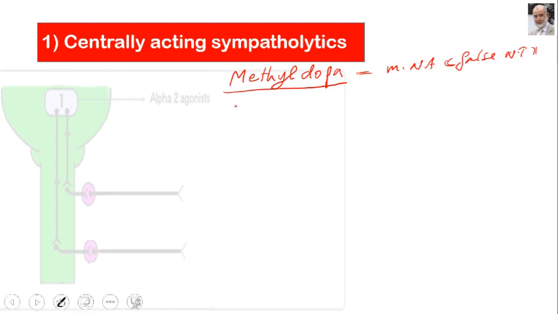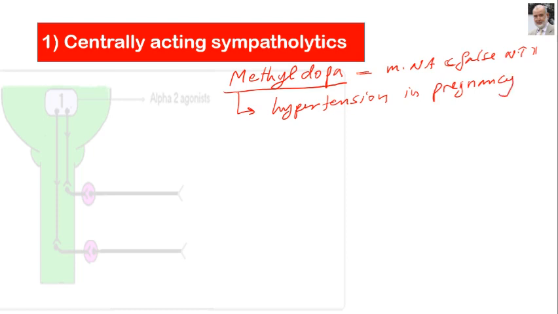Methyldopa is only indicated in the treatment of hypertension in pregnancy, either alone or with other drugs. Hypertension in pregnancy is known as gestational hypertension. They found it is safe for the fetus and the mother.